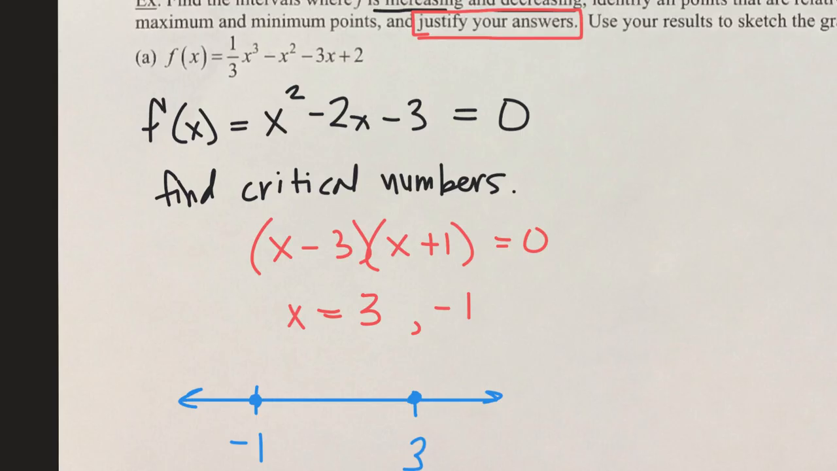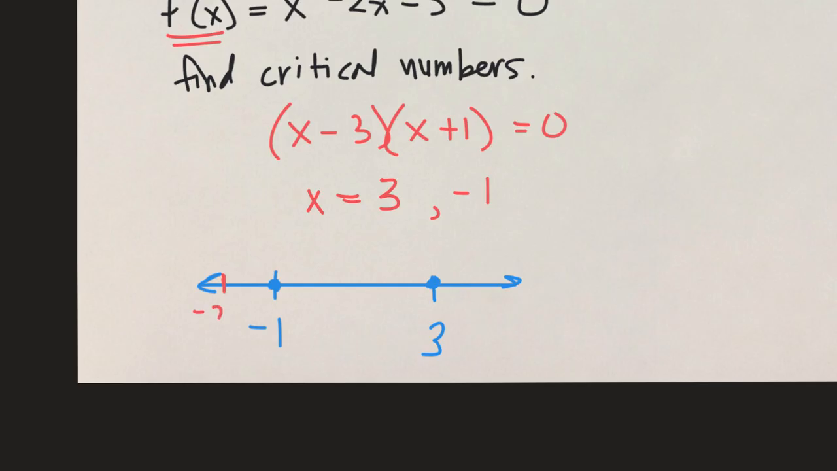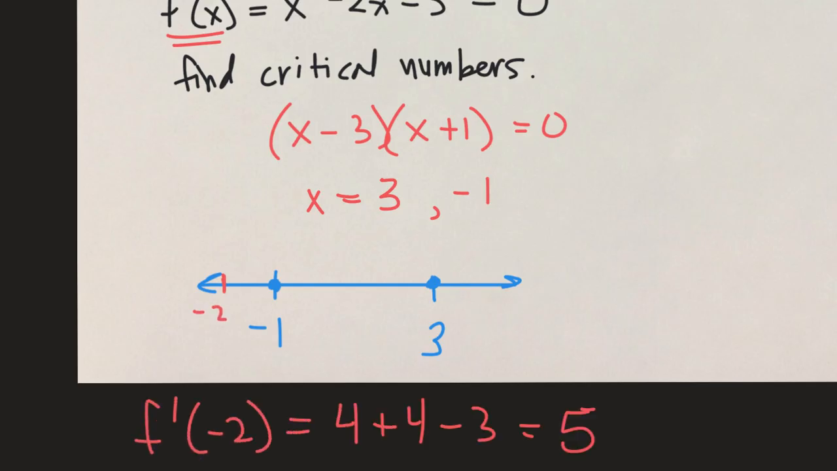So I'm going to pick a number less than negative 1 and plug it into my function, and I'm going to see if it's positive or negative. This is the mathematical way to do it, the analysis, because doing a sign chart, which is what this is, is not a mathematical justification. So what happens when I plug in negative 2 into my derivative? That means my derivative is positive on the left side of negative 1.